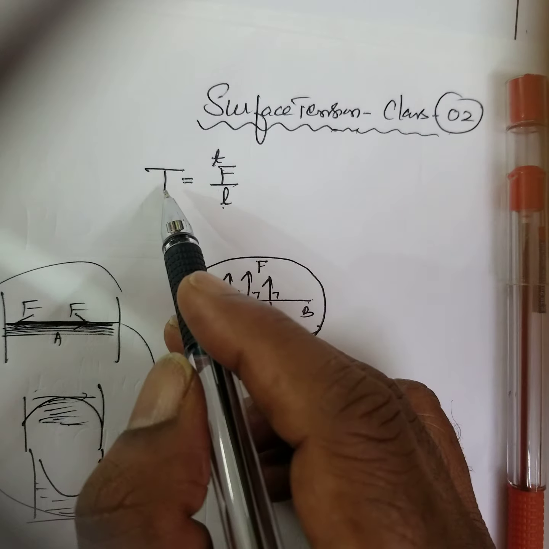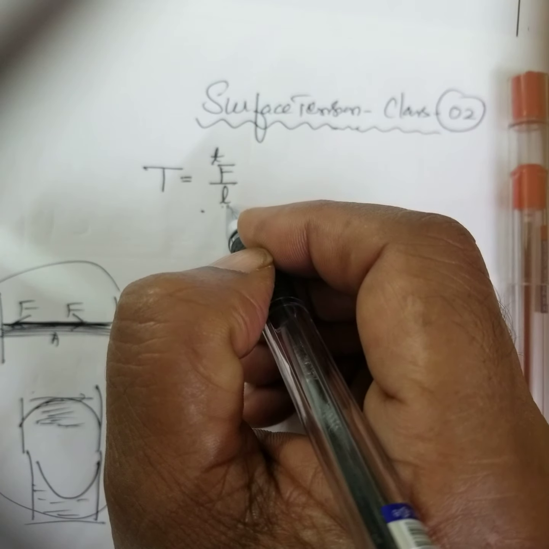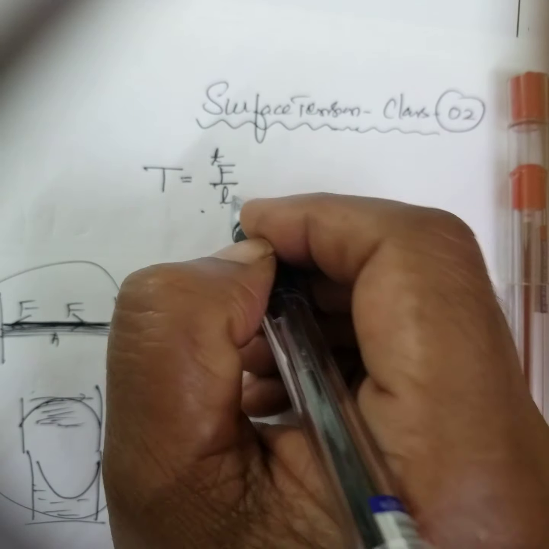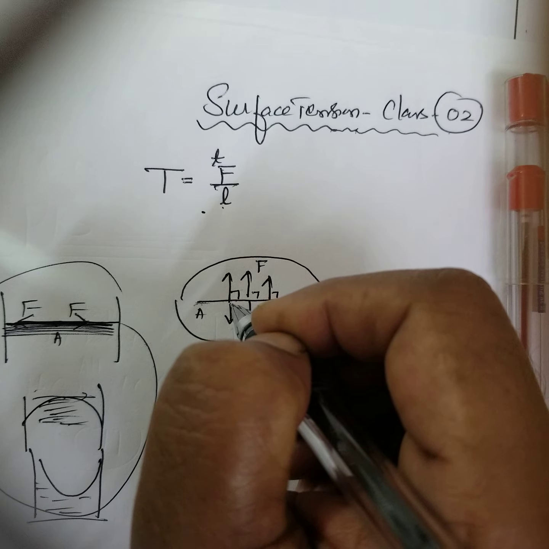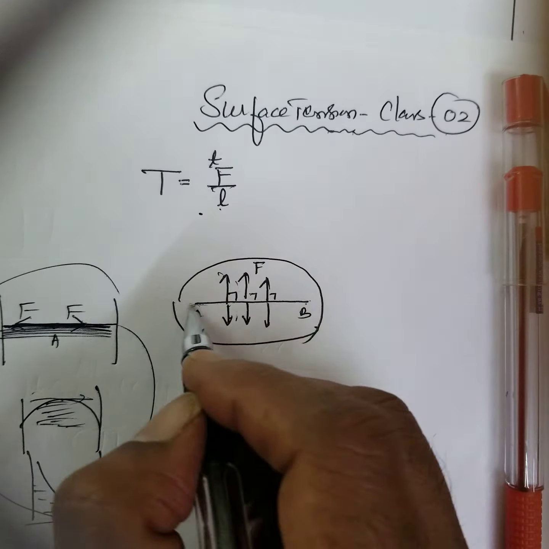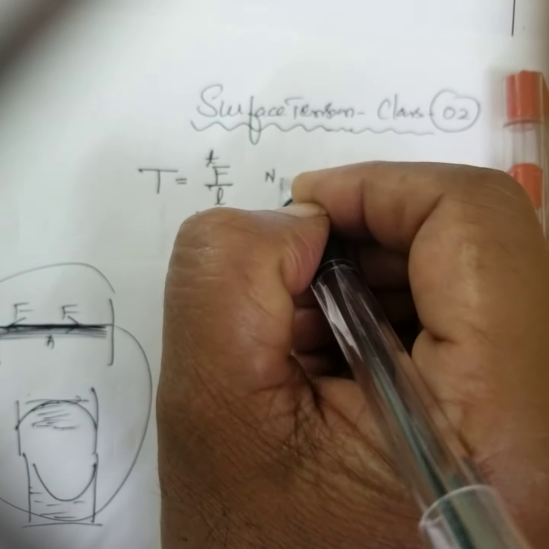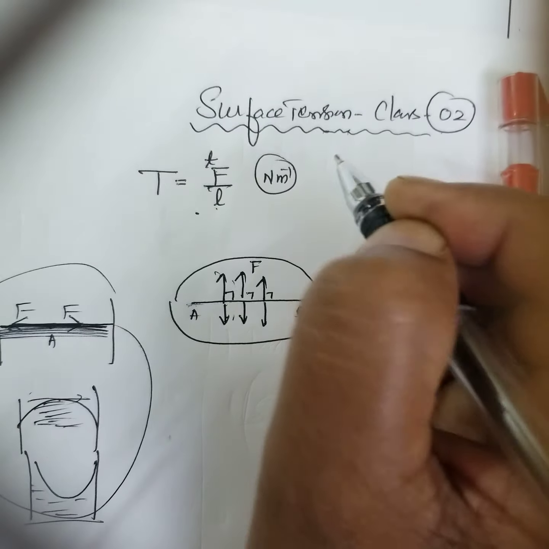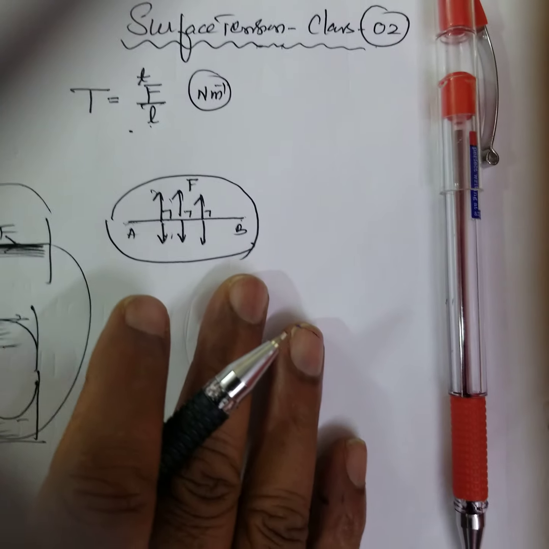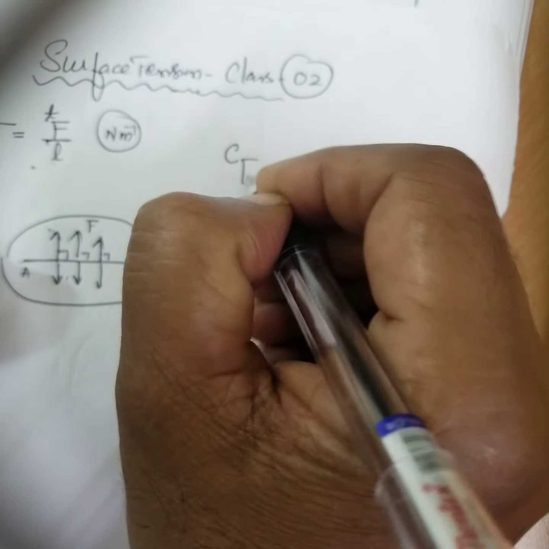Therefore, always write that surface tension is the tangential force on the liquid surface per unit length, and the force is acting perpendicular, or at right angle, to either side of the line drawn on the surface. Therefore, Newton per meter is the unit. That one we discussed.